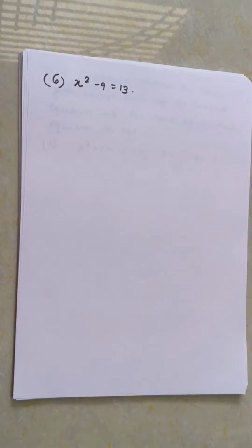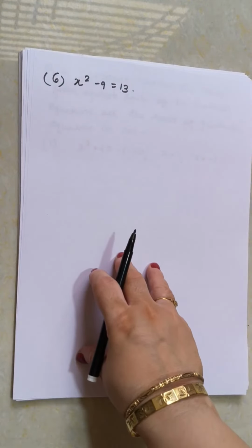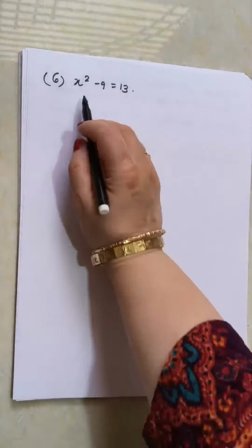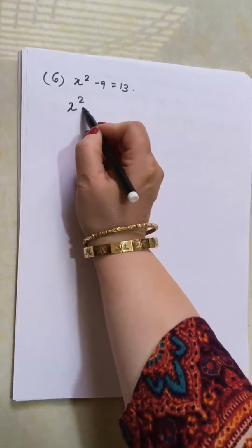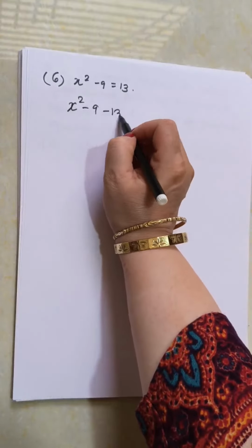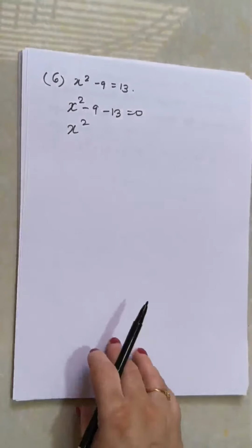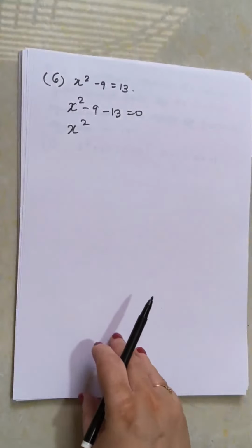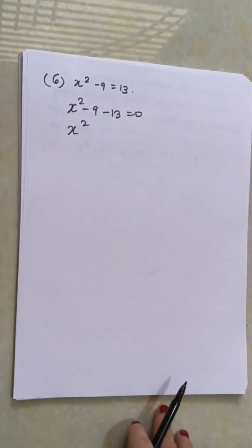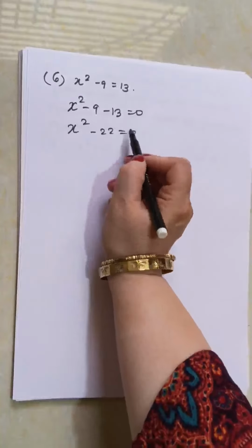Now we are on the sixth sum. I got answer from many of you. I got answer from Amrut and Neelam as well as Lakshmi. Okay. Now see everyone, we are on the sixth sum. Here what is there? X square minus 9. And this 13, if we'll jump to left, it will be negative 13 is equals to 0. So negative 9, negative 13. What is that? Negative 22. Negative 22 is equals to 0.